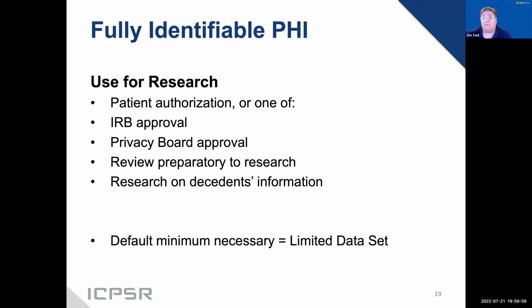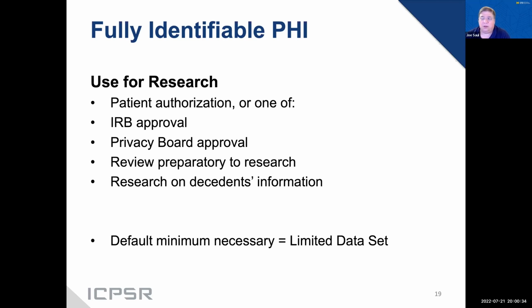You can get approval from a group called a privacy board, which is similar to an IRB, but was created under HIPAA to do this. You can sometimes get the ability to look at PHI for review preparatory to research. This is most often going to come up in clinical research contexts, where you get to scan through patients and try to identify a pool of people who would be good research subjects for the project that you want to do. And then finally, you can do work on dead people's information.